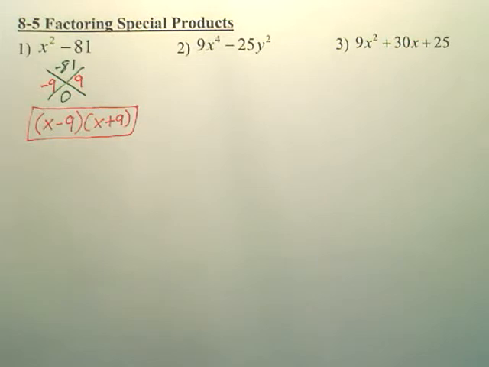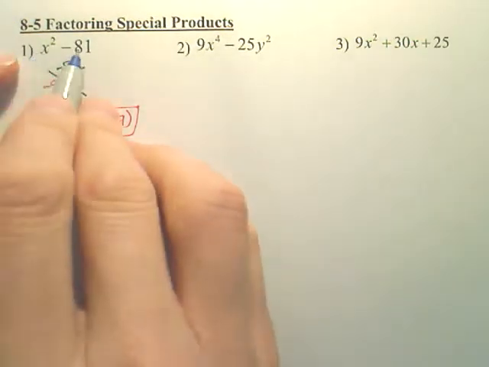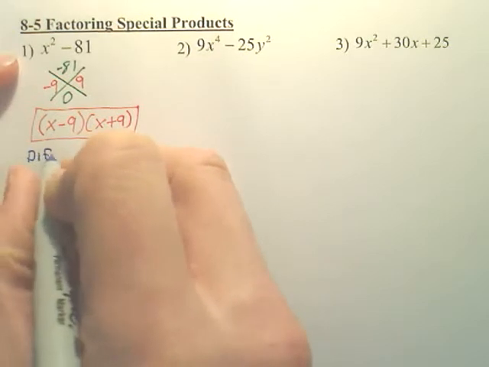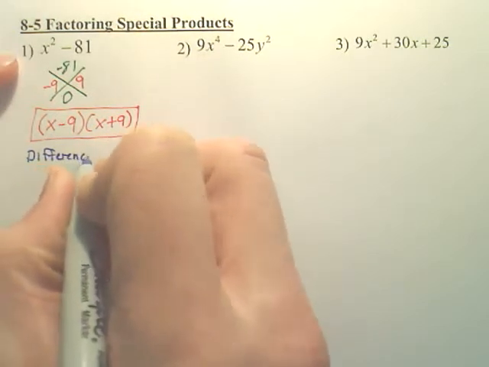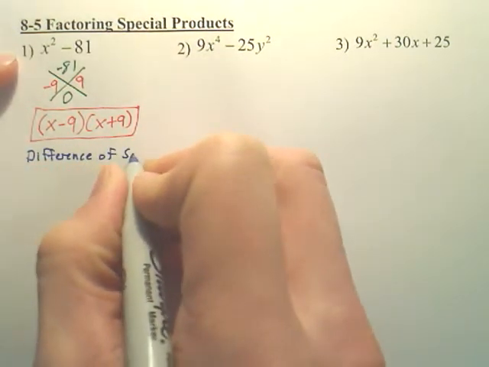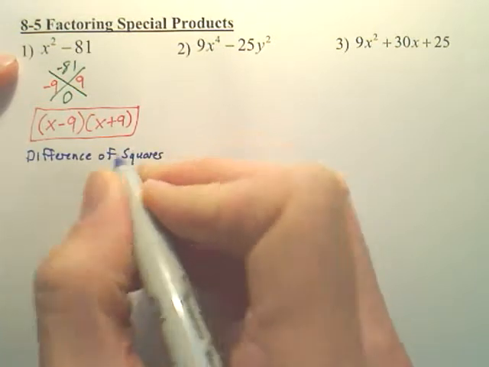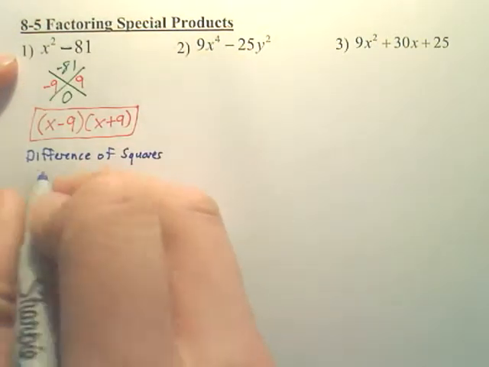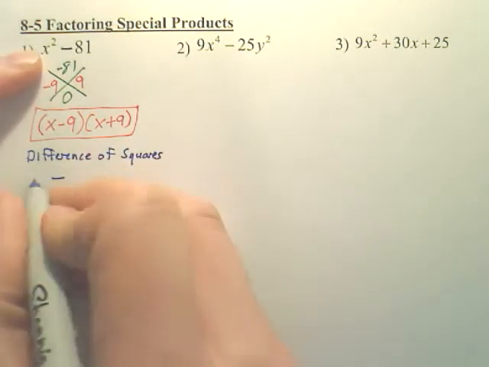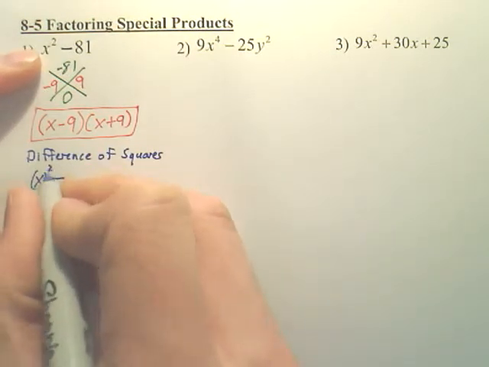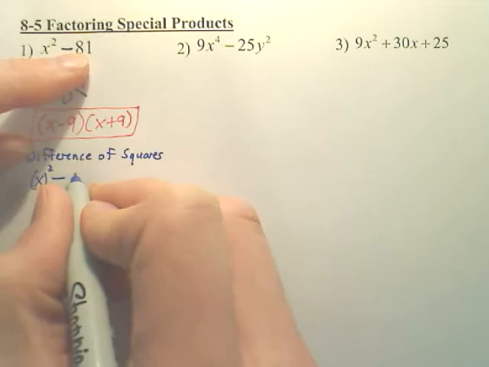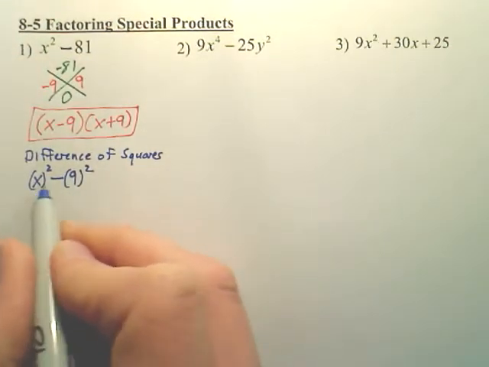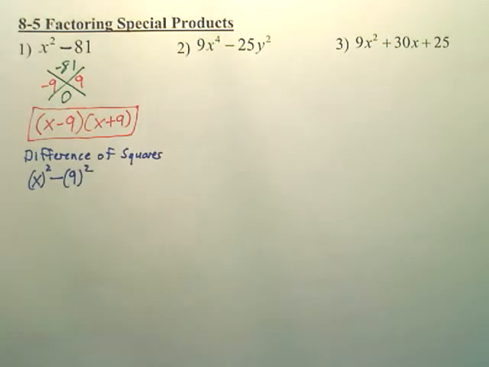But there's a shortcut. And here's the shortcut. If you look at these two, this is called a difference of squares. Why is it called a difference of squares? That right there is a difference. This right here is x squared. That's a square value. 81 is 9 squared. See how that's a difference or a subtraction of two squares?